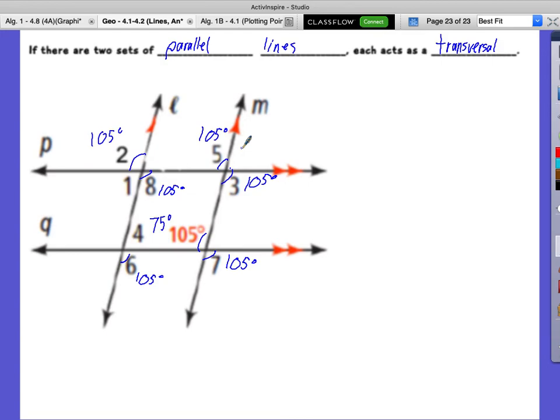Alyssa? Okay. So, can you use corresponding angles like that? Nope. Are you saying like 7 to 8? No, that's a great question.